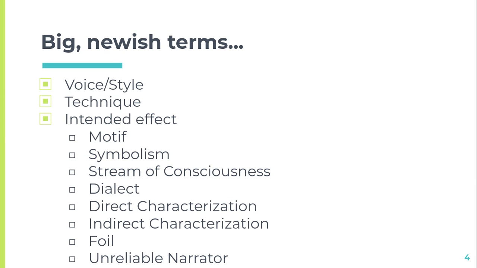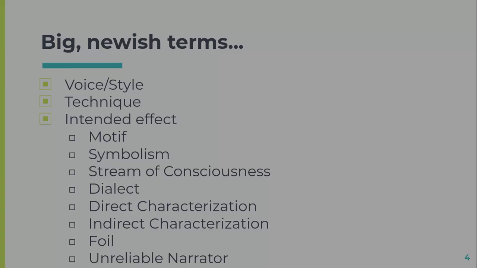So our big newish terms for this unit, the stuff that we're going to be really focusing on very directly, are going to include voice and style, technique, and intended effect, all of which we'll discuss today. Then motif, symbolism, stream of consciousness, dialect, direct characterization, indirect characterization, foil, and unreliable narrator. You may have explored these concepts in the past, but they're going to still be the focus of much of our work throughout this novel.